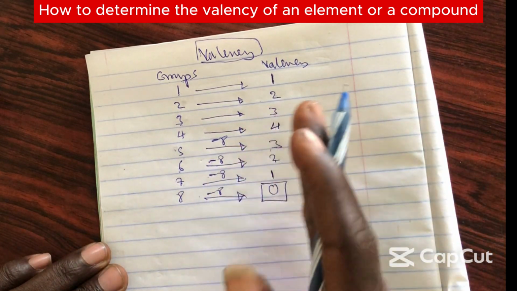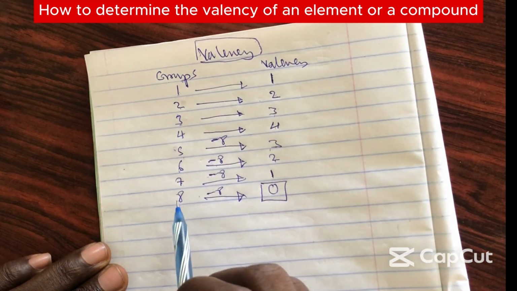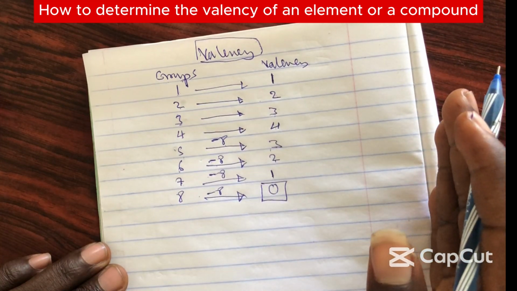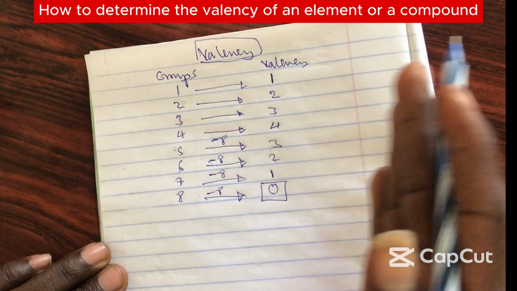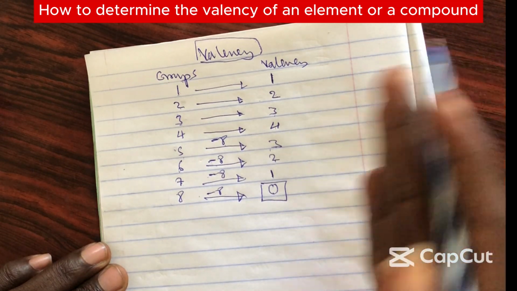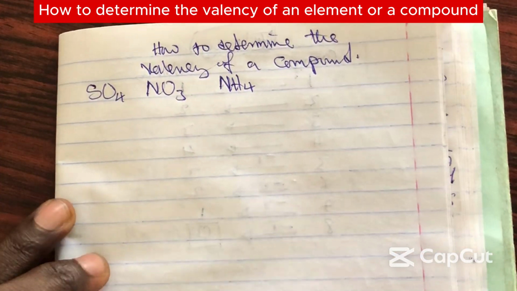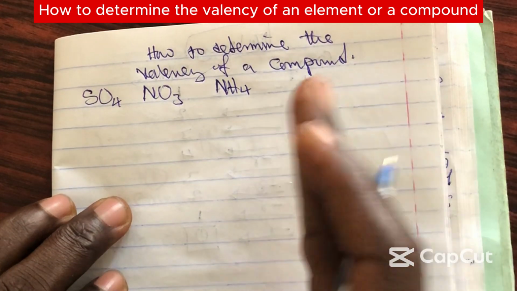That's why they don't take part or participate during chemical reactions. All the elements in group 8 are stable. Therefore, they have no valency. That is the reason why they don't take part in a chemical reaction. We said valency refers to the combining power of an element.